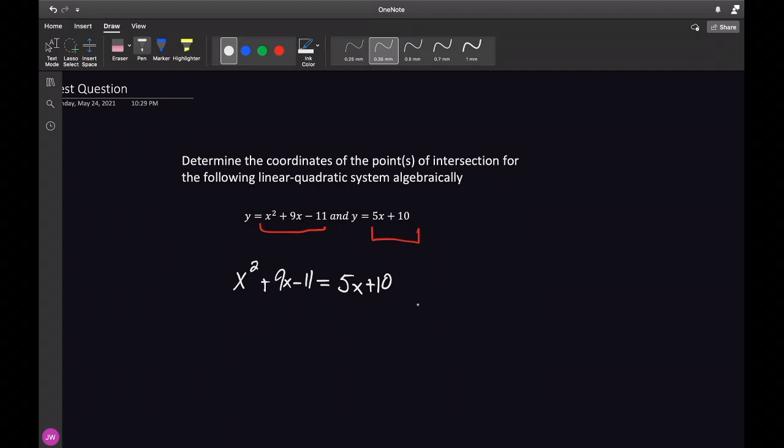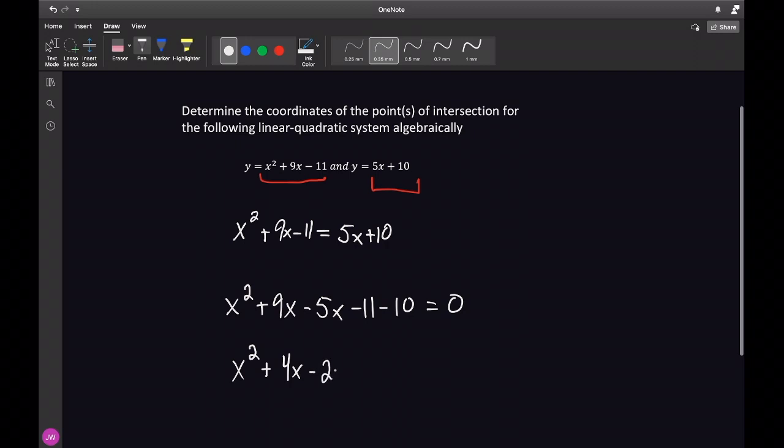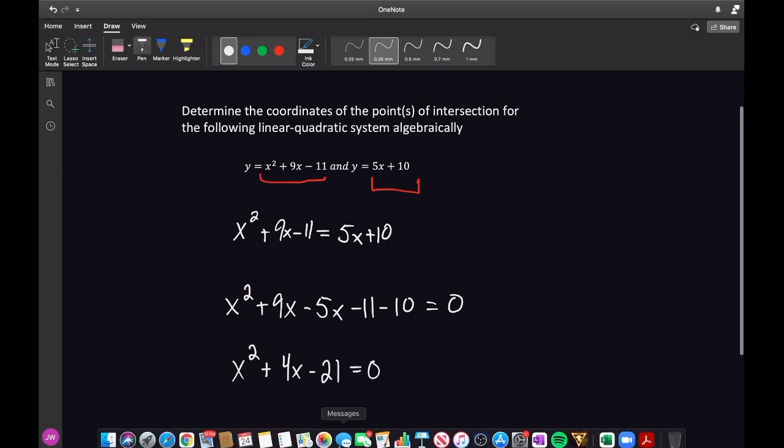So I'm going to move everything to the left side. So x squared plus 9x. Move the 5x over, becomes minus 5x. Minus 11. Move the 10 over, becomes minus 10. And this is all equal to 0 now. So let's simplify this. x squared, 9x minus 5x is plus 4x, and then negative 11 minus 10 is minus 21, and this is all equal to 0.